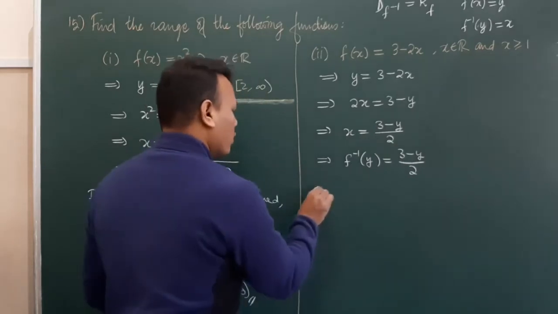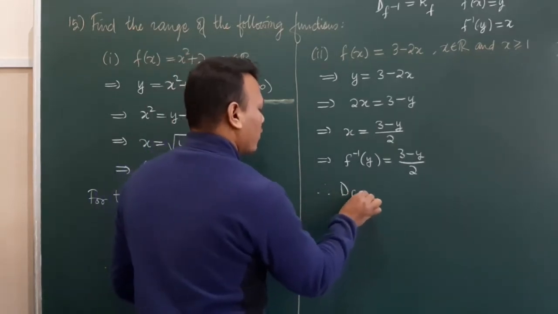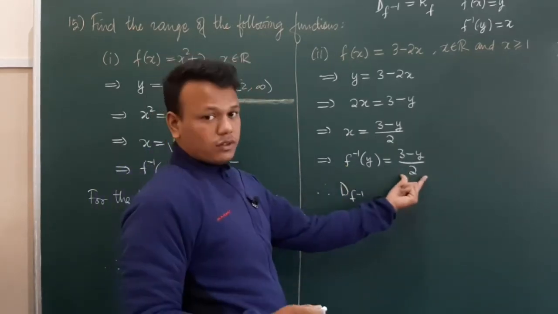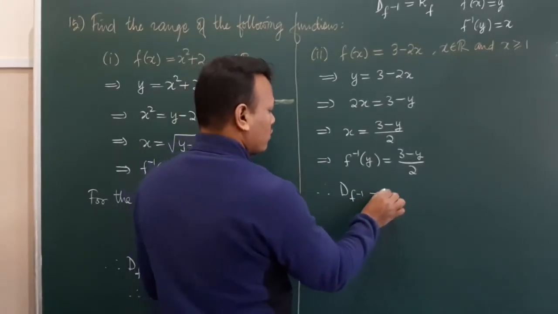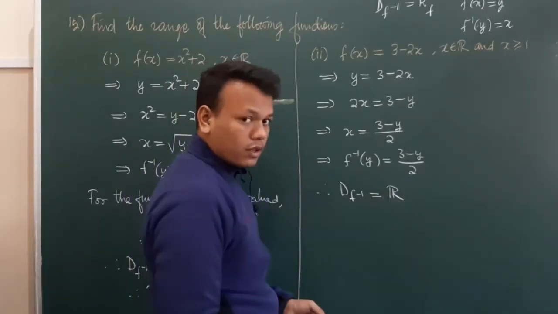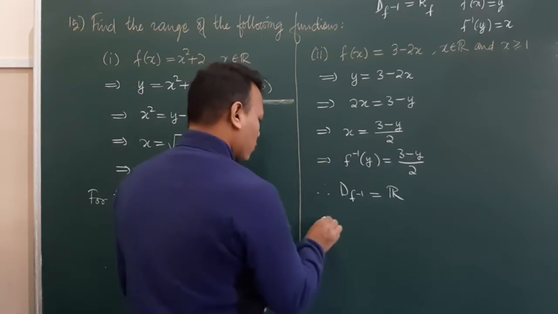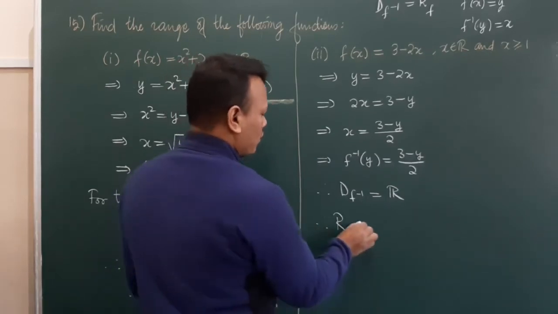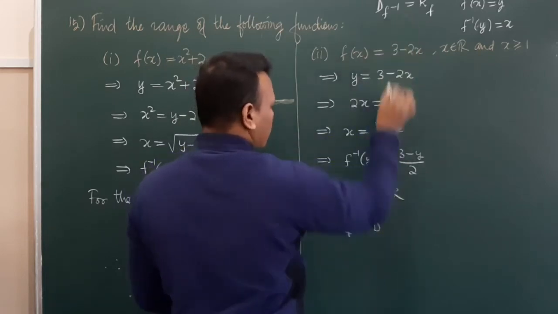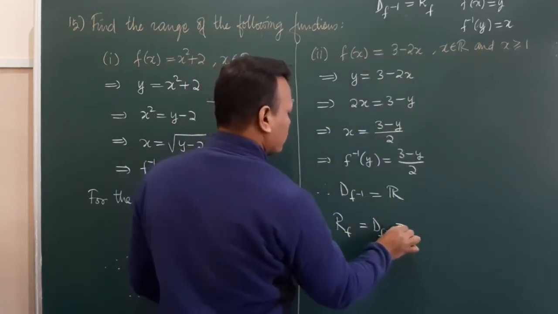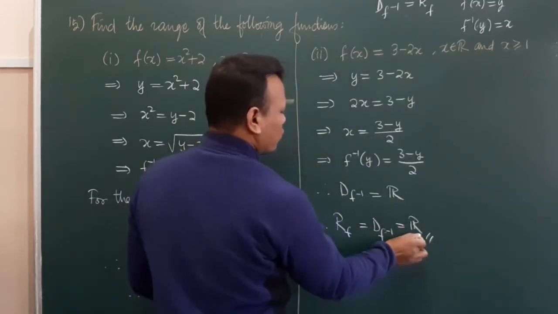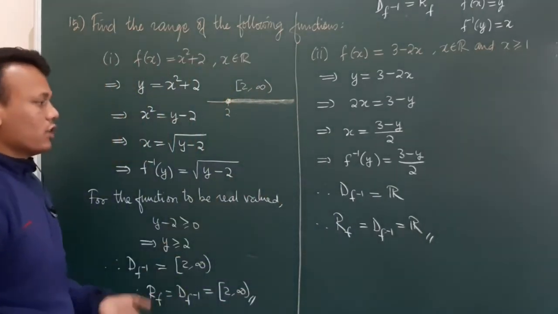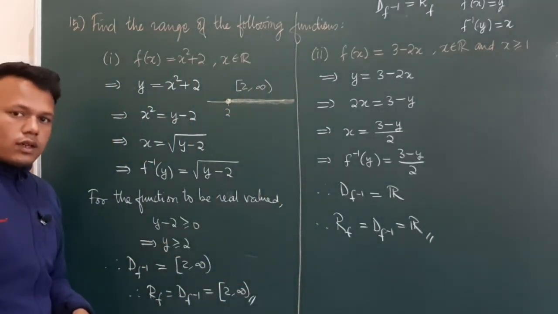So the domain of f inverse turned out to be R, real numbers, you can choose any value. Therefore the range of f, using the formula, is the domain of f inverse, which is equal to R. So this will be my answer for this particular question. So pause the video and note it down.